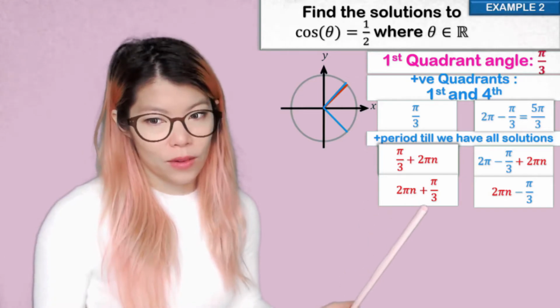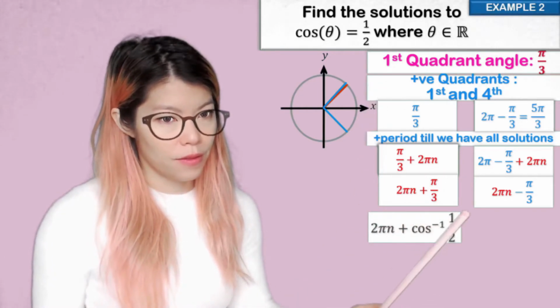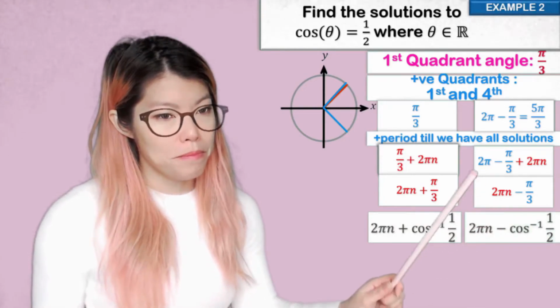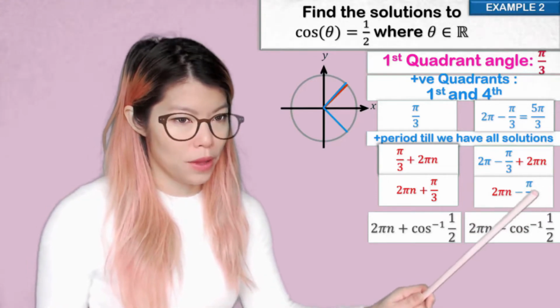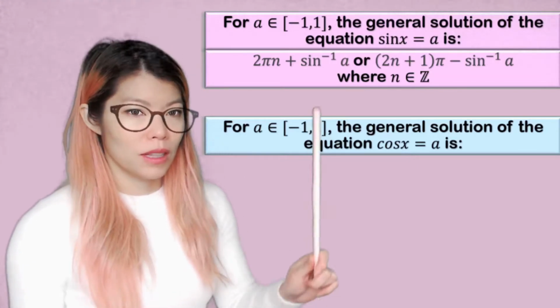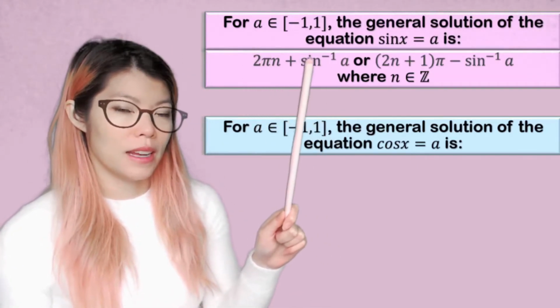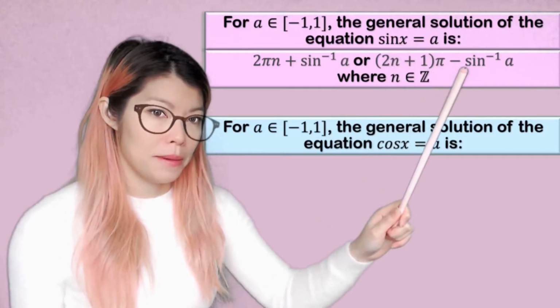You can see that we have 2 pi n plus cos inverse of a half, or pi on 3, and we have 2 pi n minus cos inverse of a half, which is pi on 3. So this time you can see that they're very similar. So for sine, it was a little bit tricky because it was 2 pi n plus sine inverse a and 2n plus 1 pi minus that.